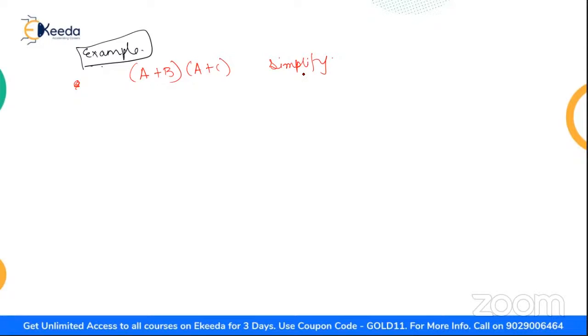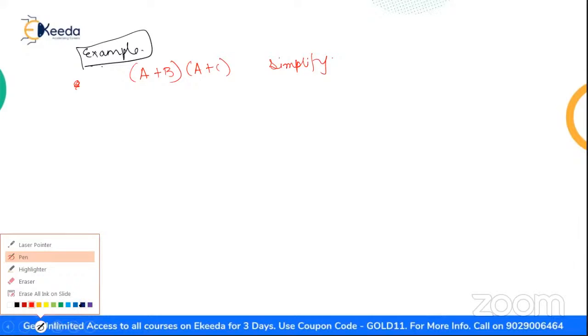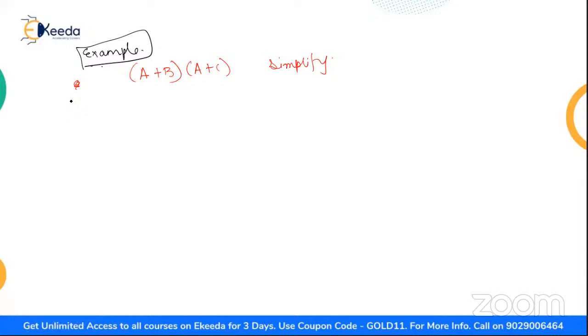How many terms are there in this? There are 4 terms. We'll simplify. That means reduce the number of terms. Number of terms will reduce. Okay, so we'll go with the solution.